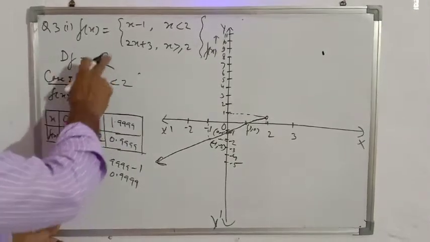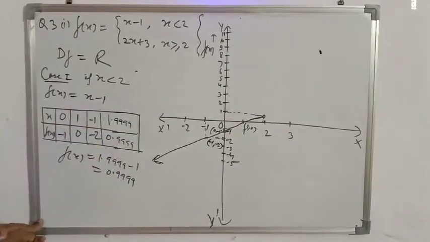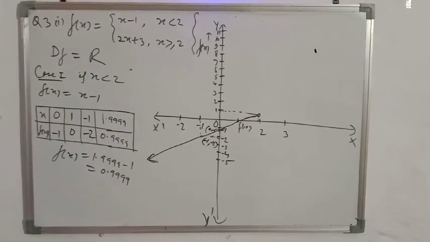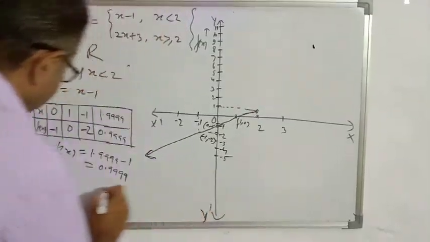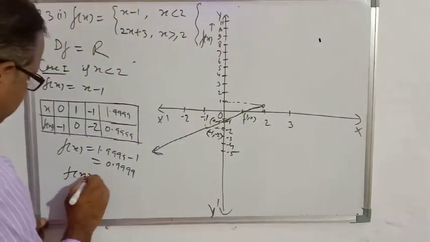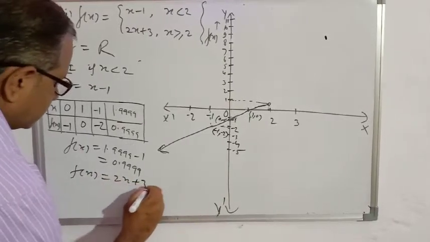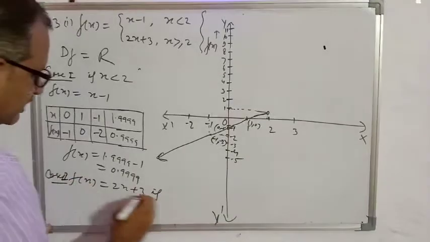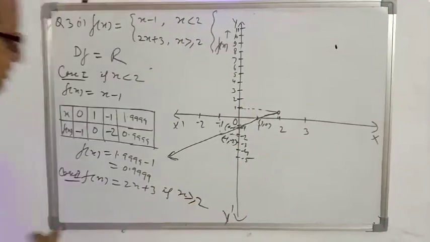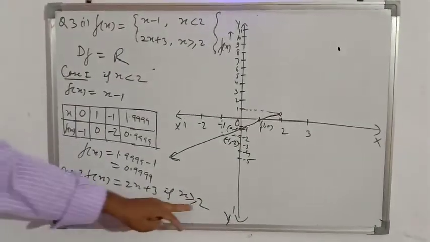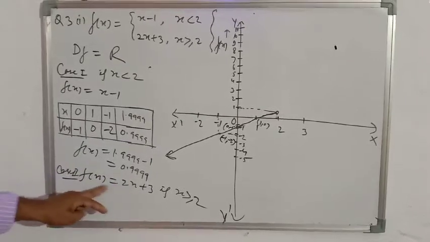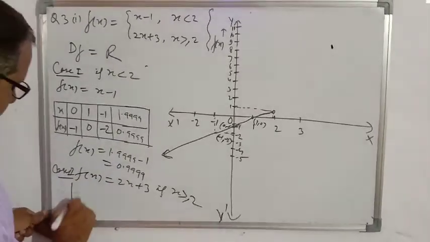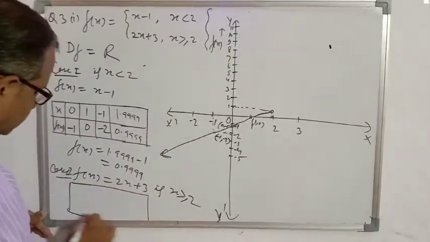Next part is f(x) equal to 2x plus 3. Case second: if x is greater than or equal to 2, then f(x) is equal to 2x plus 3. Make a table for this.